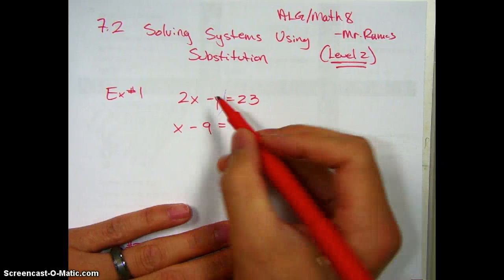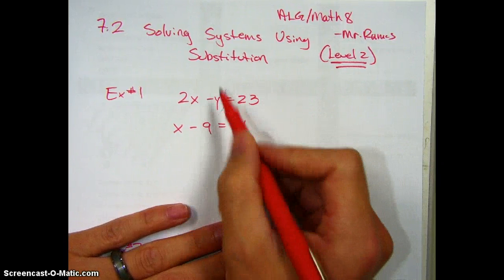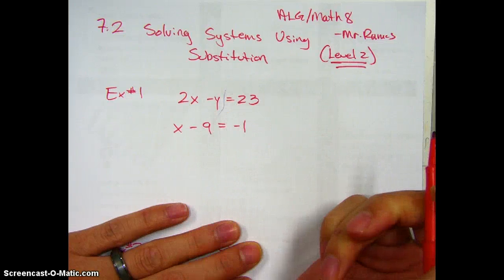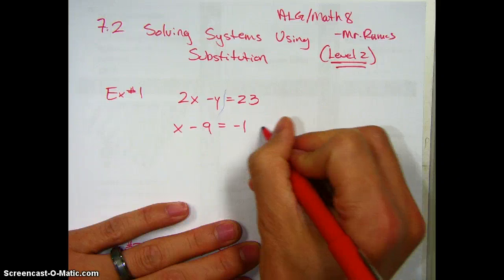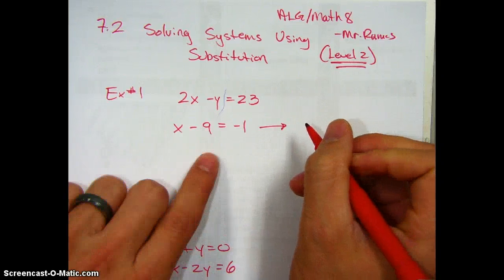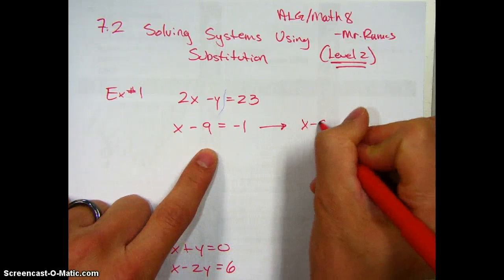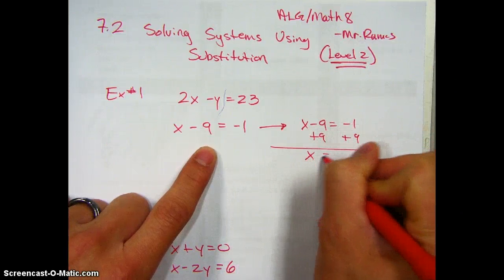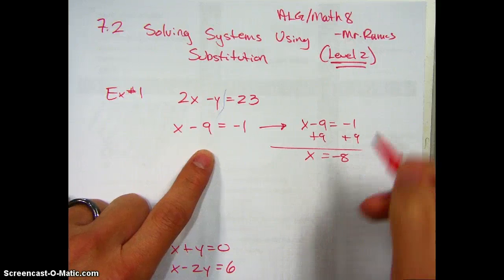Let's get started. Alright, so it's a level 2 question because these two linear equations don't have a variable solved by itself already. But I notice that this one's probably the easiest one to deal with. I'll write it over here to show you that I could easily just add 9 to both sides, and now all of a sudden I have x by itself. And so that was easy.